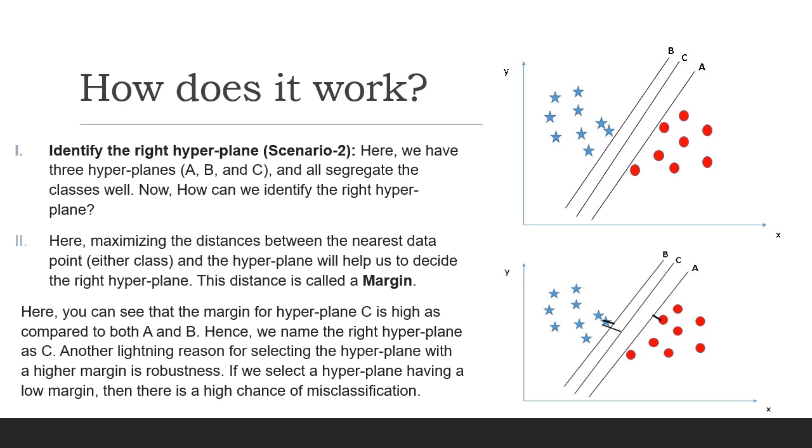Another reason for selecting the hyperplane with a higher margin is robustness. If you select a hyperplane having a low margin, then there is a high chance of misclassification.